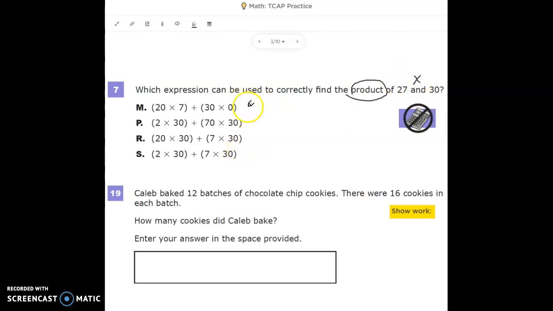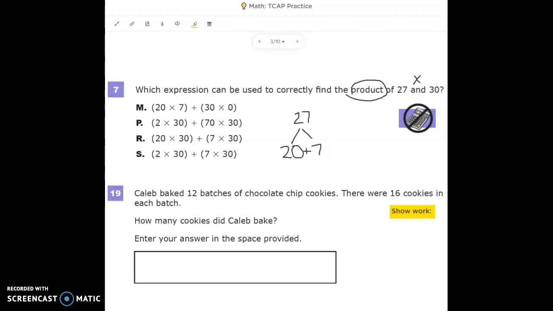But if I look at my answer choices, I'm not just solving for 27 times 30. Notice that this is one that you will get without a calculator. This type of question is trying to find out if you understand how you could solve 27 and 30 using place value. So if I know my place value facts, 27 is the same thing as having 2 tens, or the value of 20, plus 7 ones.